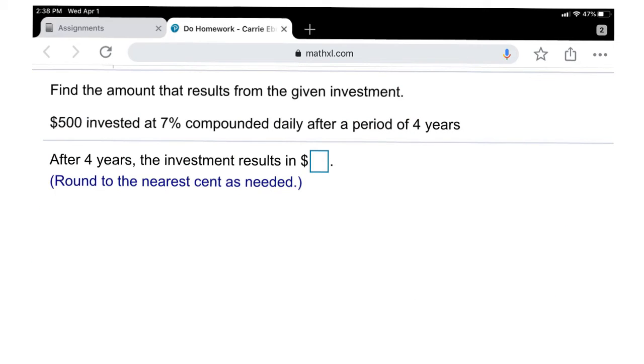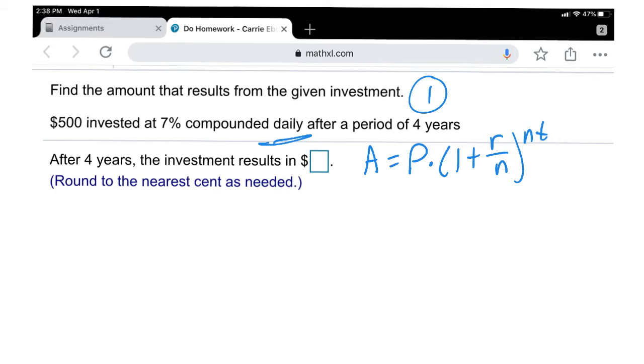All right. This next example, I kind of want to show you one from MathLab. So I just took a screenshot of problem number 1 in MathLab. Yours should look similar, probably different numbers. So you're finding the amount, the results from the given investment. So we have $5,000. We're investing at 7% compounded daily after a period of 4 years. So the formula we're using is A equals P times 1 plus R over N to the NT. And just start plugging everything in.